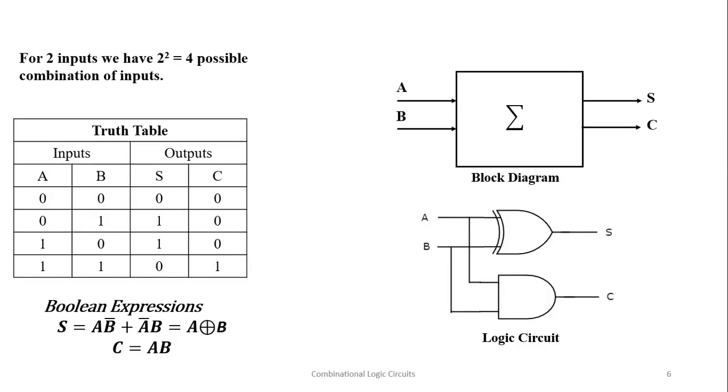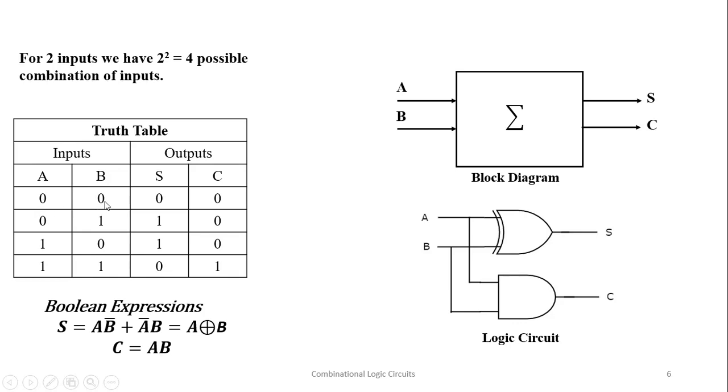So for two-input combination, now we are going to develop a truth table. We have two inputs, so we have to list four possible combinations. First list these input combinations. So we have these four possible combinations.